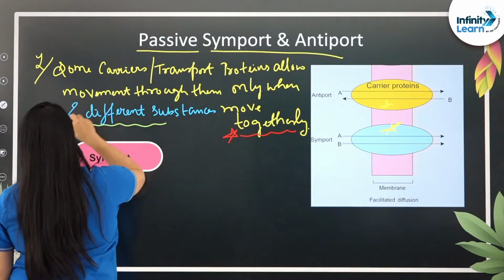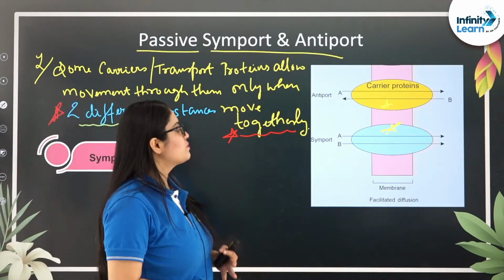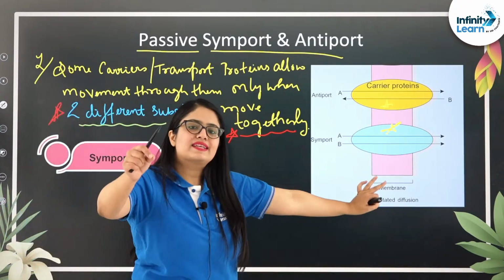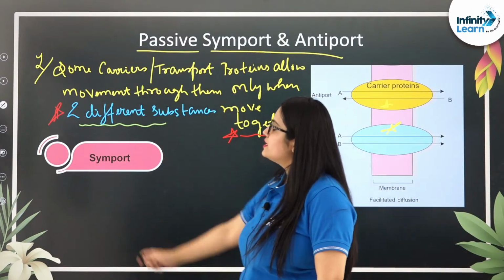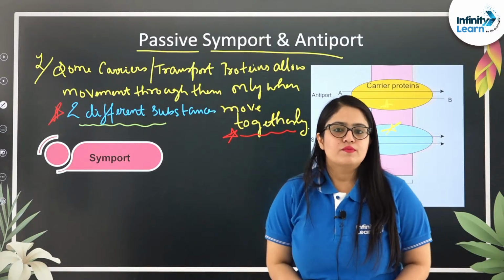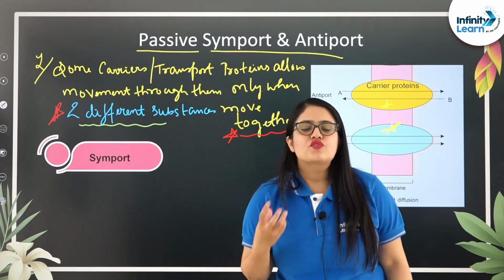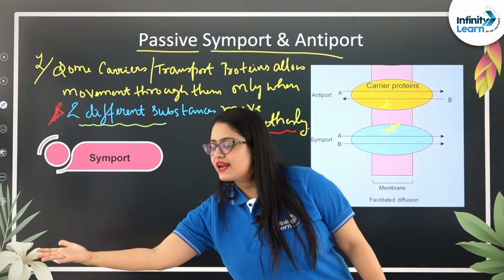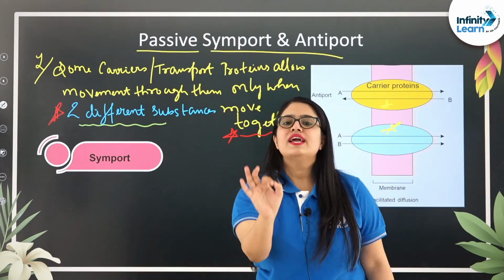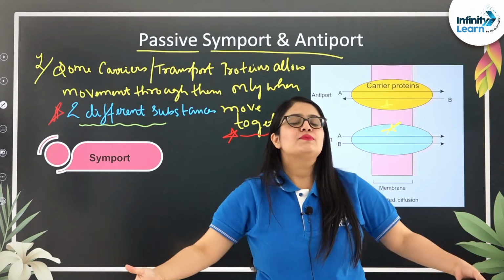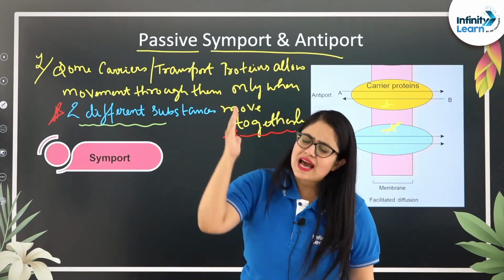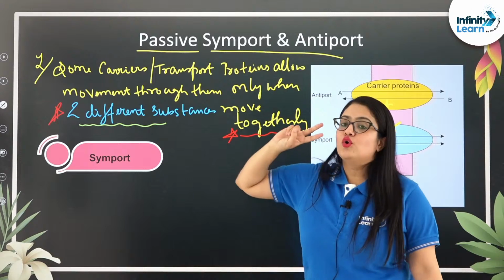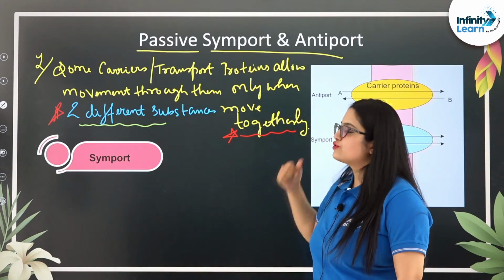These two things are very important, my dear children. Only through this will you understand why this is a little different from facilitated diffusion. But remember, it is facilitated diffusion only, but what is the special condition? The special condition is that in symport and antiport, the carriers or transport proteins will allow the movement of substances from their higher to their lower concentration only and only when two different types of substances move across them simultaneously or together. So remember, two different types of substances should move, and that too together.